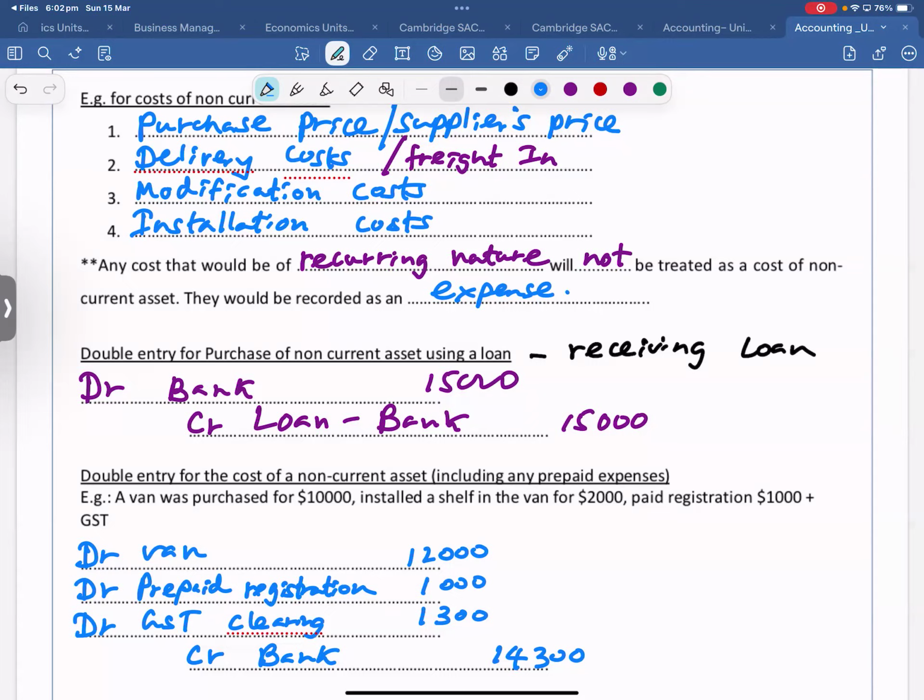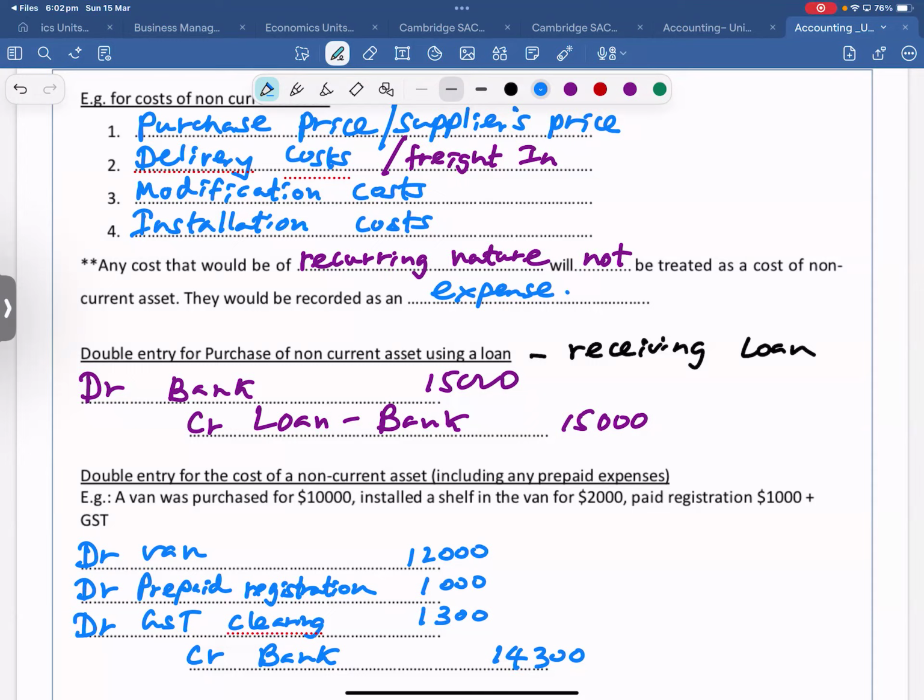So installation is we are installing maybe a machine, and machines are big. You need the foundation, you need the concrete sometimes. So modification is more like decoration.